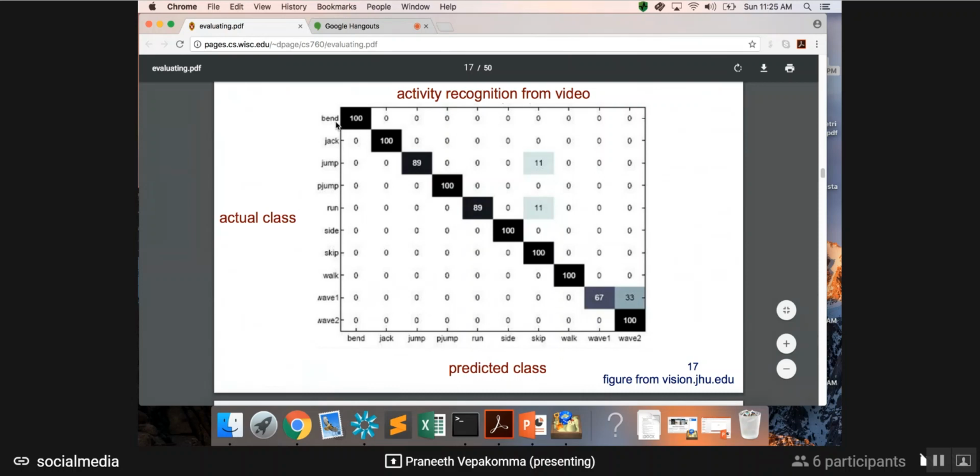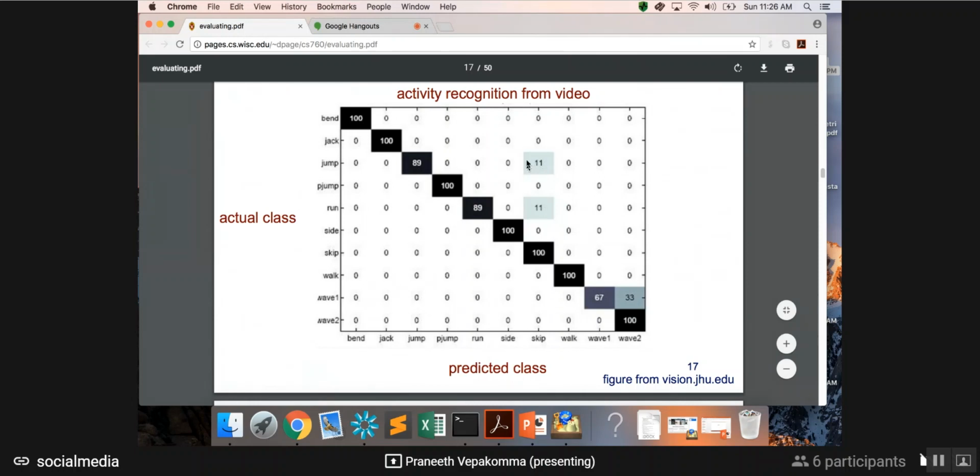Now it just counts how many of the true classes that are bend have been predicted as bend. So 100% accuracy. How many true jacks were predicted jack? How many jumps were predicted as jumps? So here something is going wrong, right? Of the actual class, only 89% of the actual jumps were predicted as jump by the model. So it made 11% mistakes. Now it also gives other information, right? It's a very simple representation. It's just some sort of a counting representation.